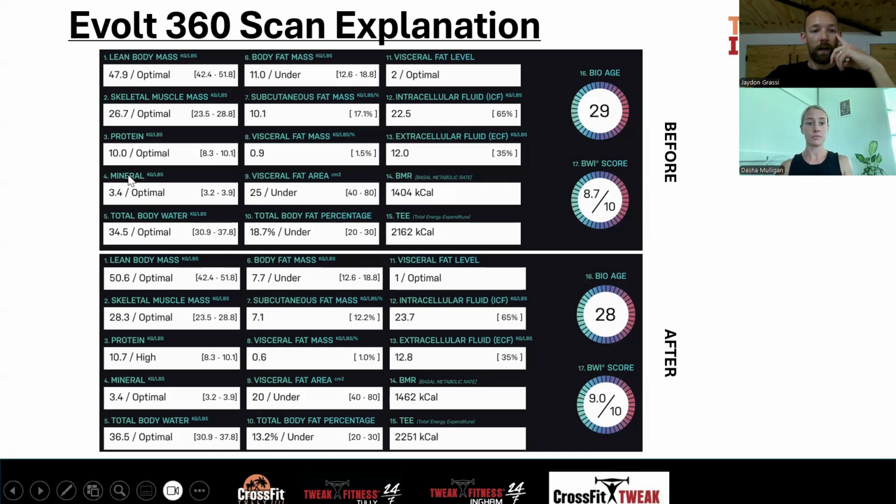Absolutely. Okay, cool. So since we touched on water earlier, we can see the total body water in our before scan, 34.5, and then a couple of kilos more. So that's a big difference in our after scan at 36.5. So what do you suggest has happened here, Dasha? What light can you shed on this?